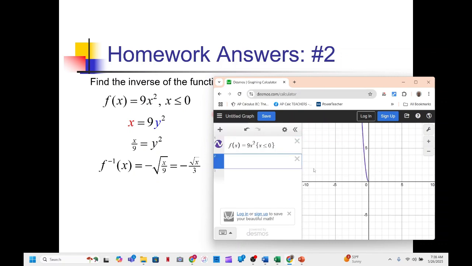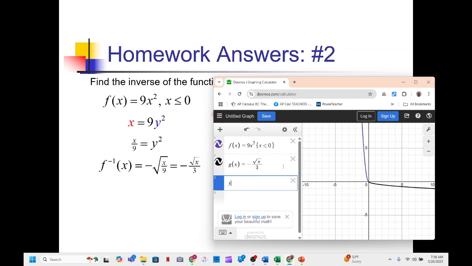And now if I go ahead and graph my inverse, which I'll call g, so negative, let's see here, fraction, sqrt for square root, put an x up there, put a 3 down there, and let's just graph y equals x just to make sure we have a true reflection over that y equals x line, and it looks like we do.